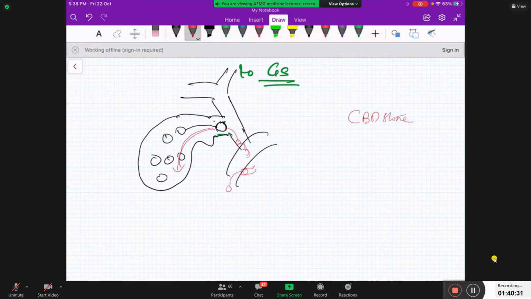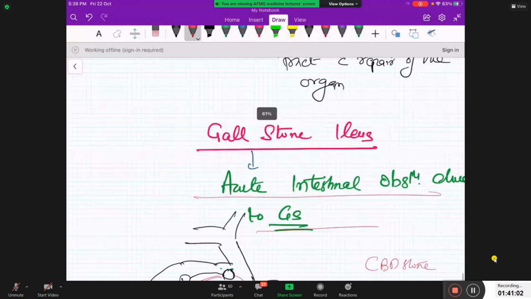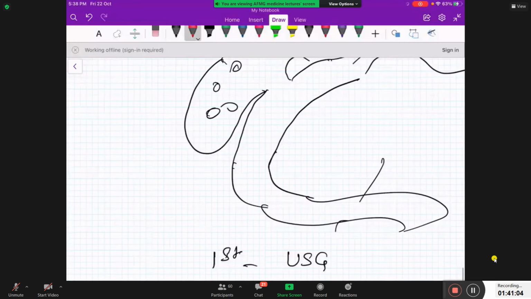can this stone ever block the lumen of the intestine? For this stone, which has negotiated the ampulla of Vater, the lumen of the intestine is now like a Gateway of India. This stone can never obstruct the lumen of the intestine, right? But gallstone ileus is an acute intestinal obstruction due to gallstone. So how is a gallstone obstructing the lumen of the intestine? This can only happen if the patient has this.